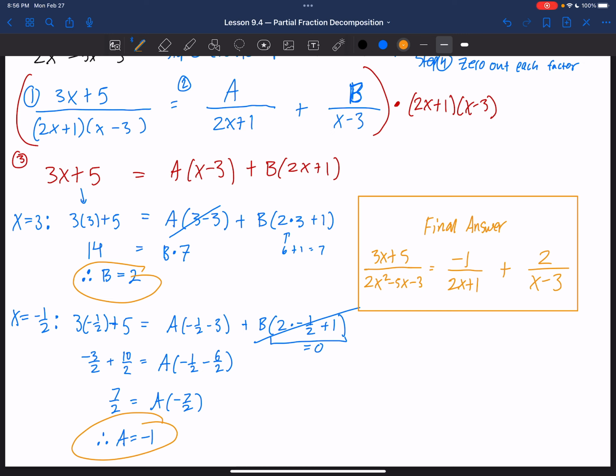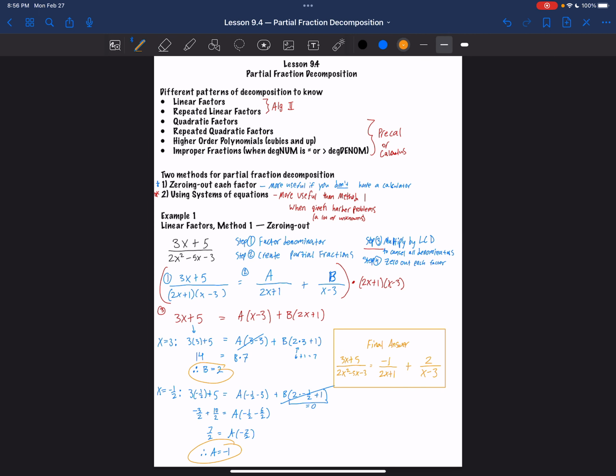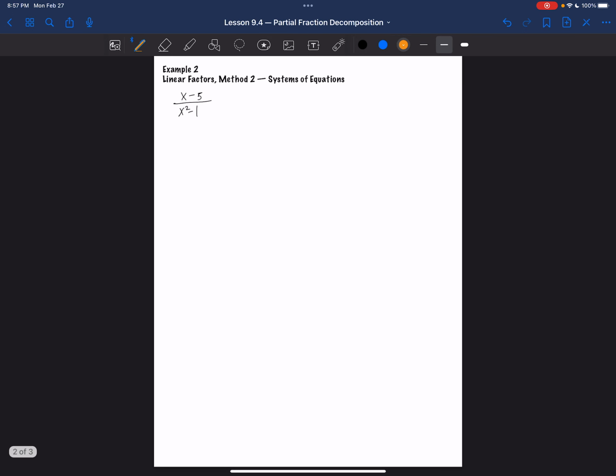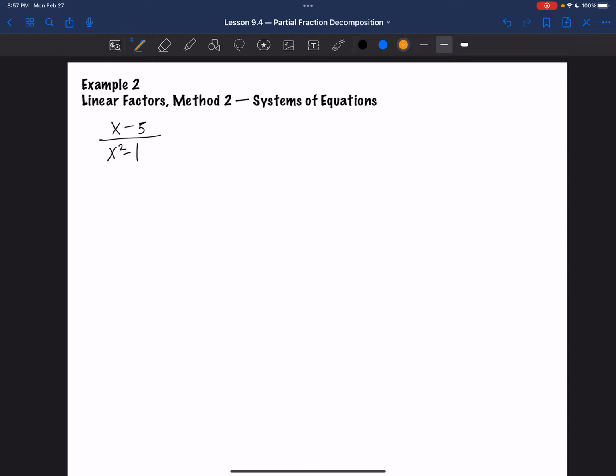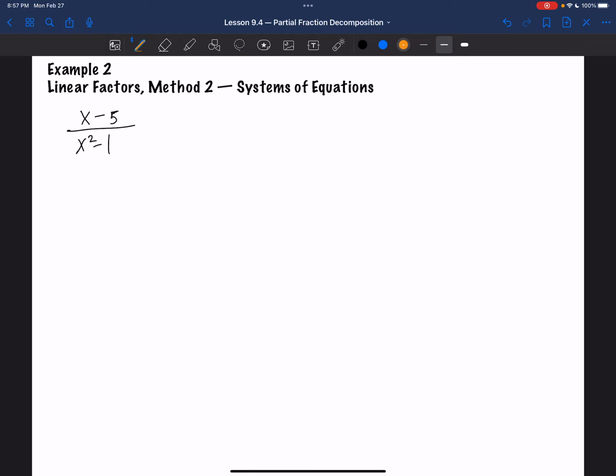Hope you like that. I like it. I like this a lot. I think this is fun. And that is the zeroing out method. Okay. Let's move on. Let's talk about the next method. Now, steps 1 through 3 are the same.